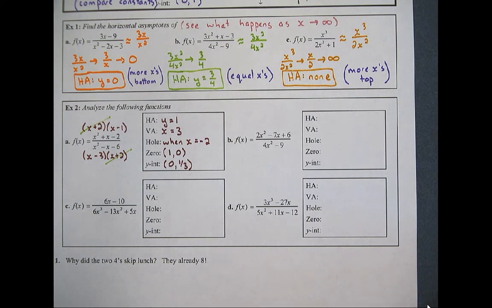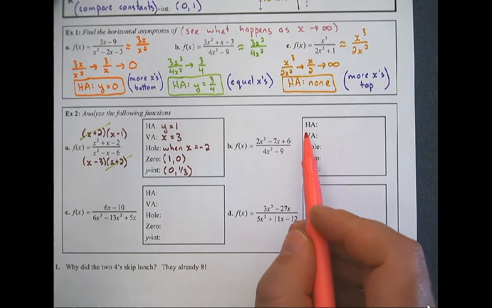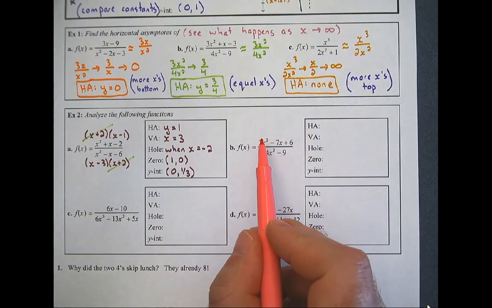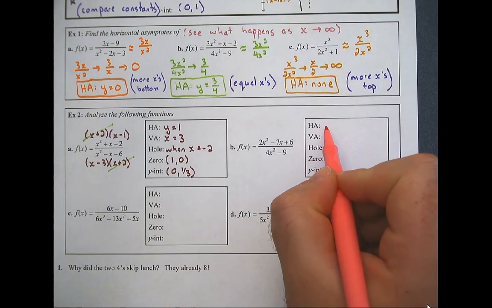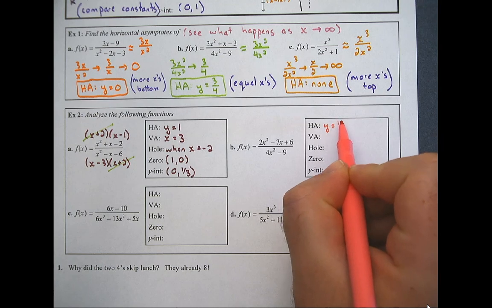All right, let's see how you did. So, HAs, we find those by comparing coefficients. X squared over x squared, so it's a tie, so it goes to the coefficients. 2 over 4 is 1/2, so my HA is y equals 1/2.